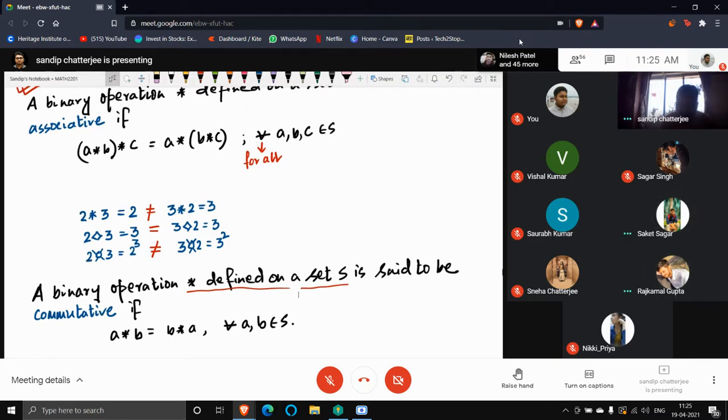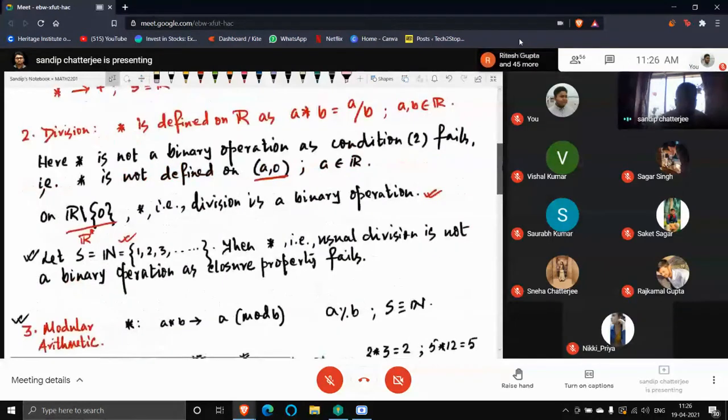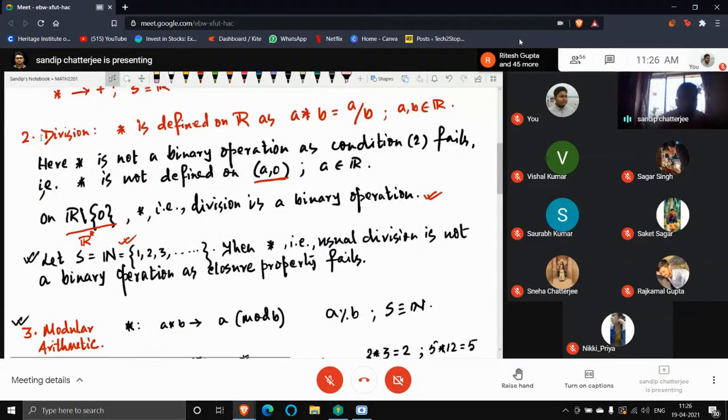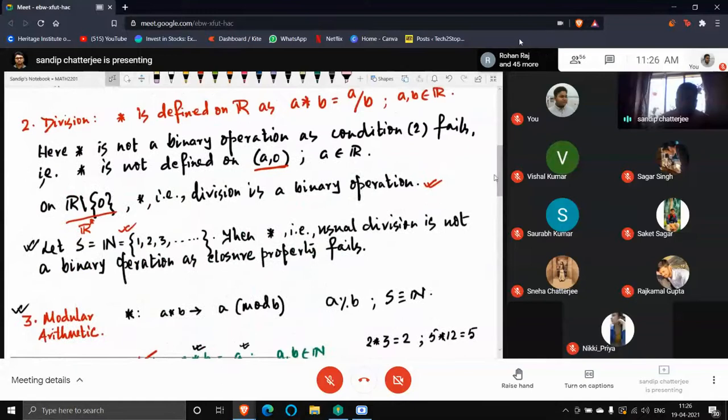No, sir. So if I have to talk about division, at max on which set do I have to define it? I discussed this in the previous class also. If I have to say division as a binary operation, what should be my set? Underlying set?